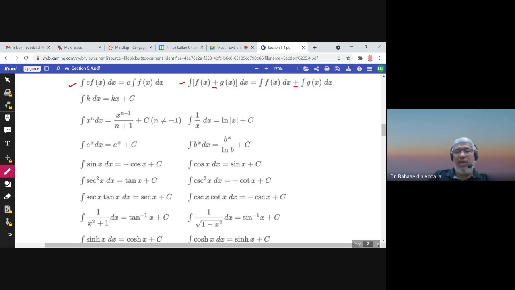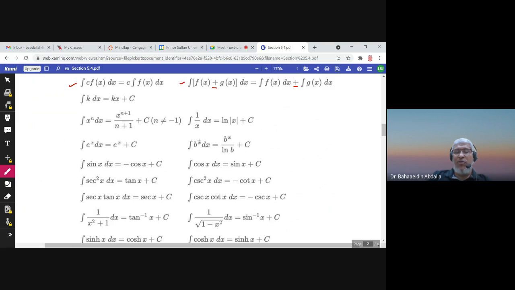What happens if n is negative 1? We will have x to the power negative 1. And x to the power negative 1 is 1 over x. So what is the integral of 1 over x dx? It would be ln absolute value of x plus c, because the derivative of this is 1 over x. So we need to memorize these formulas to be able to solve the questions about indefinite integral. Integral of e to the x is e to the x plus c because the derivative of this is e to the x.